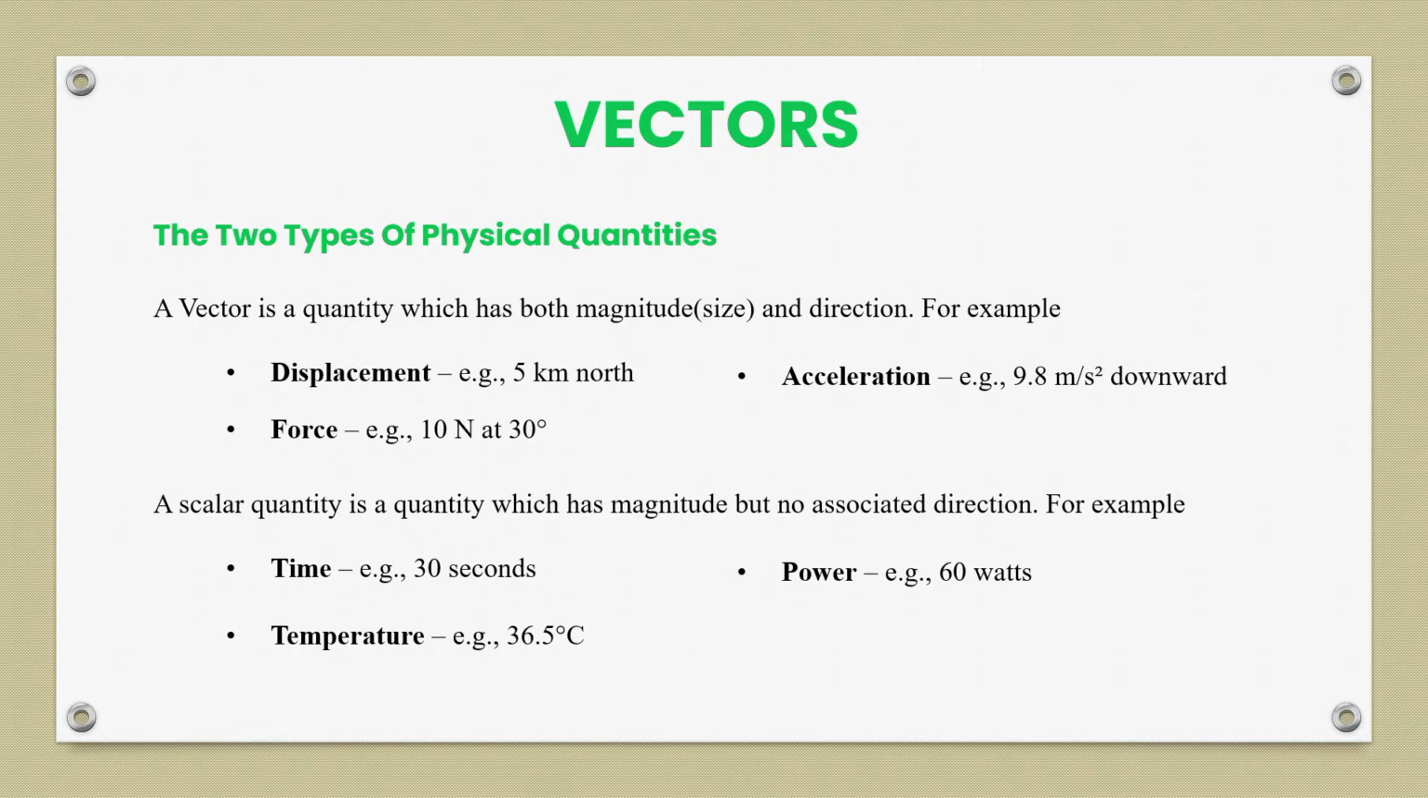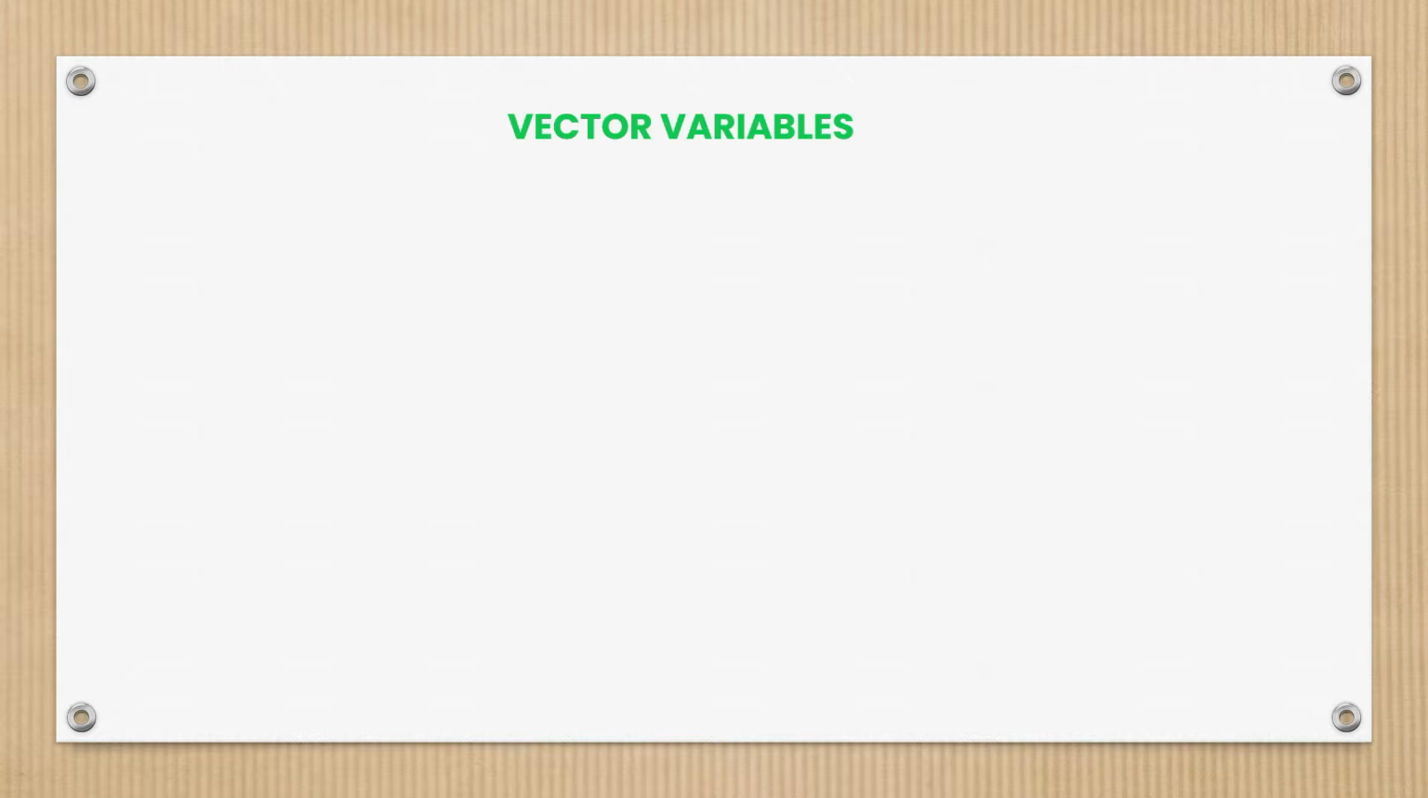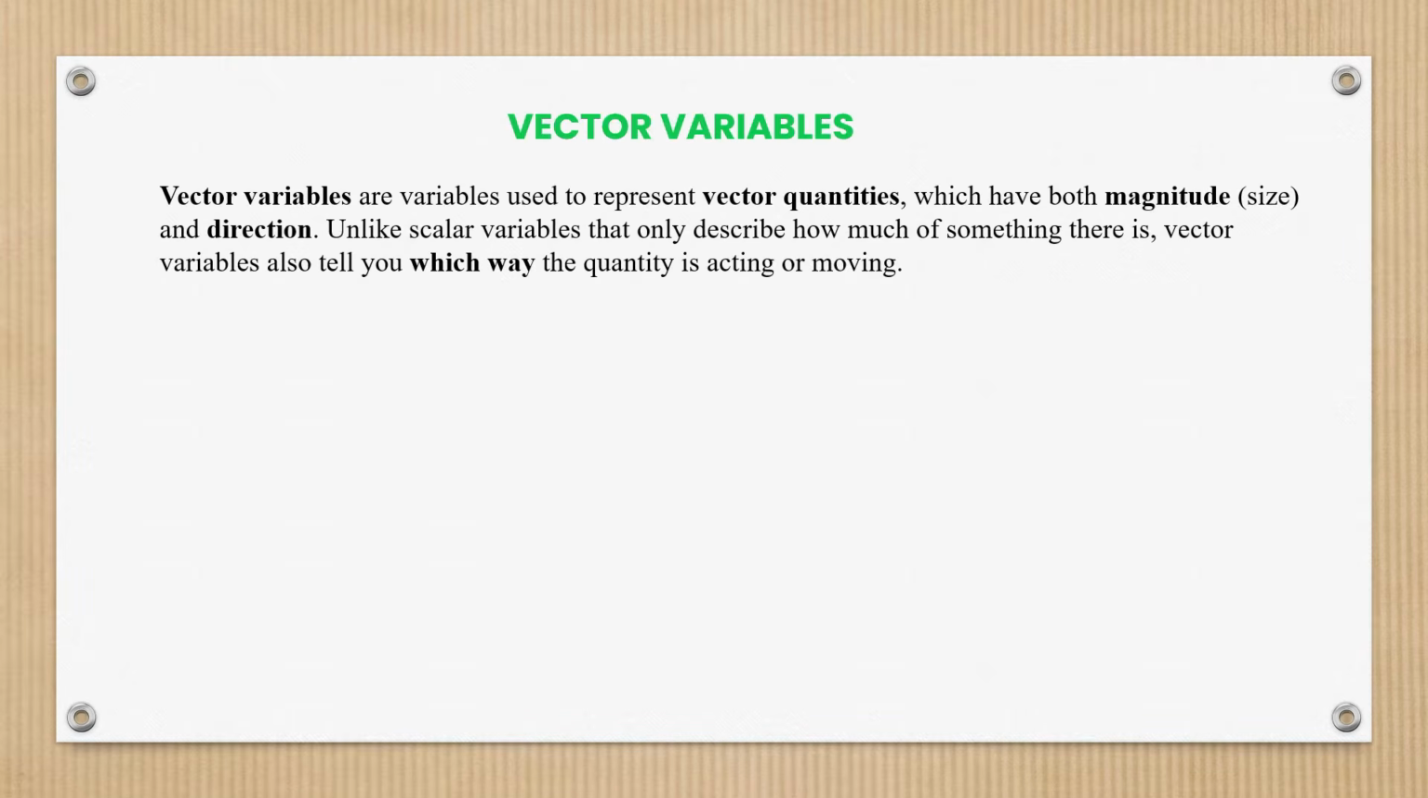I just wanted to put this up for you so that you get an understanding of what we are going to learn. Let's look at vector variables. Now vector variables are variables used to represent vector quantities which have both magnitude or size and direction. Unlike scalar variables that only describe how much of something there is, vector variables also tell you which way the quantity is acting or moving.